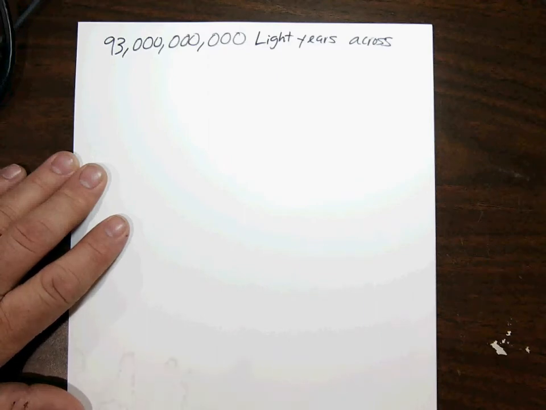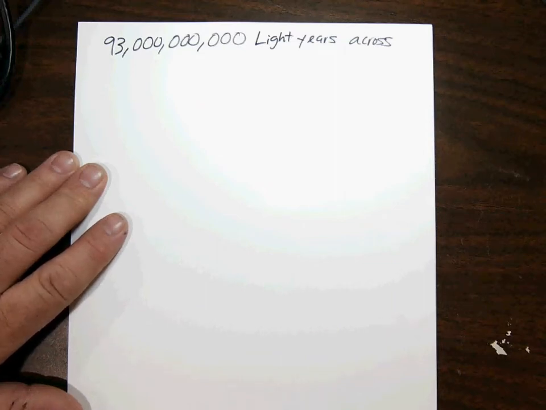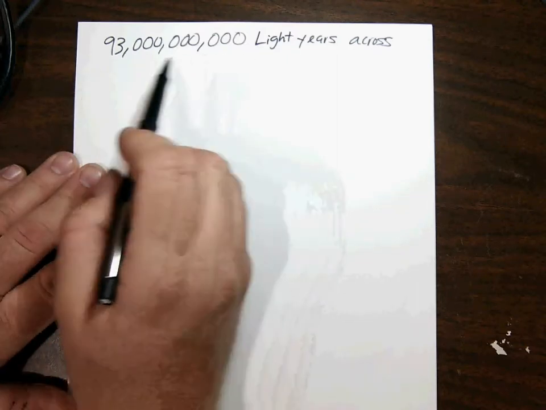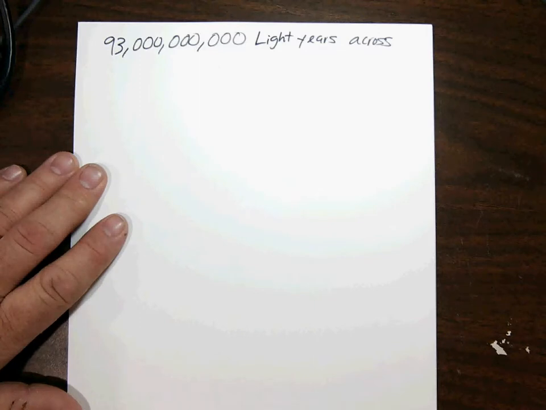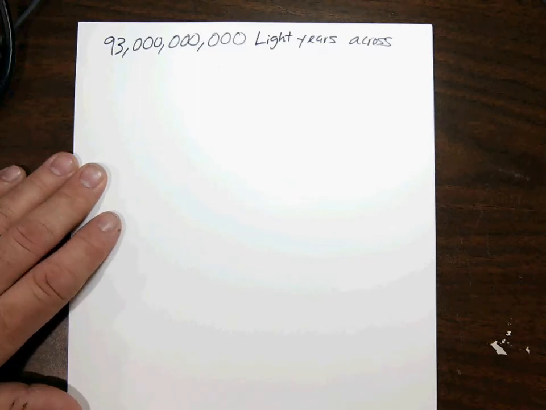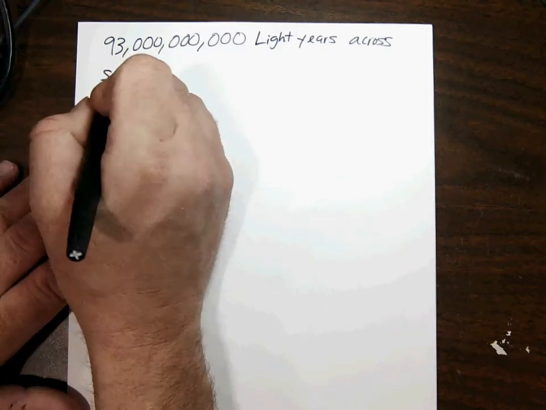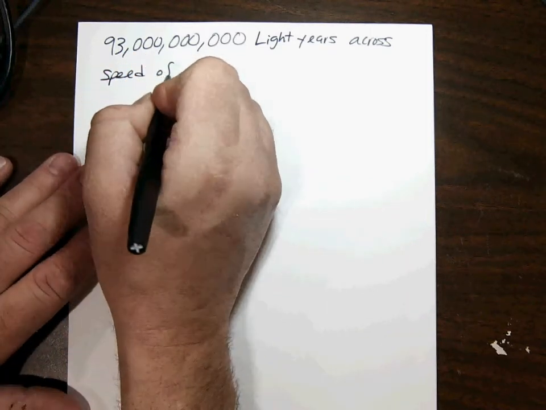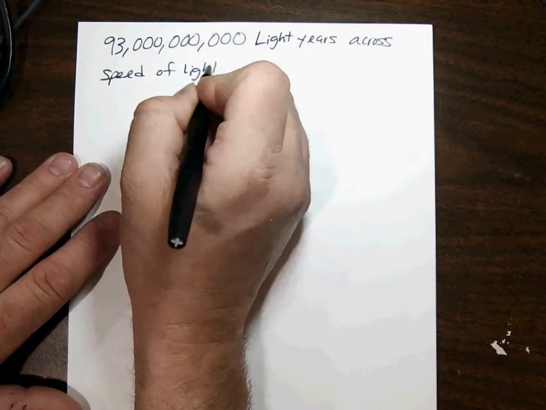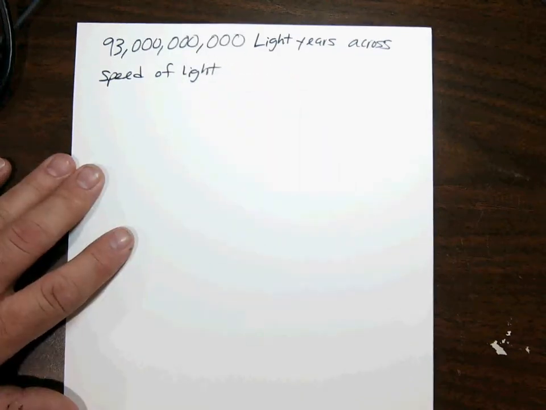Now, yeah, we could just ask our phone how to convert light years to miles, but that takes all the fun out of it. All right, let's think about it. How far does light travel in 1 year? If we could figure that out, then we would just take that and multiply it by 93 billion, and we've got it. So we need to know the speed of light.